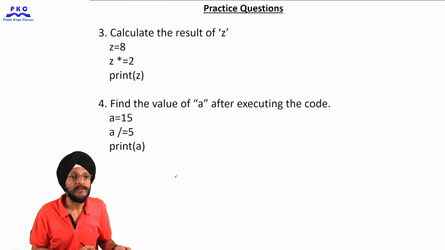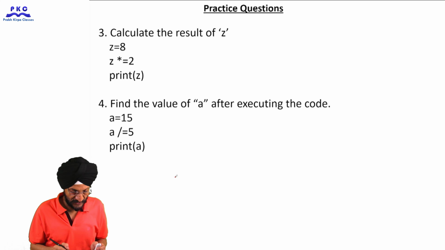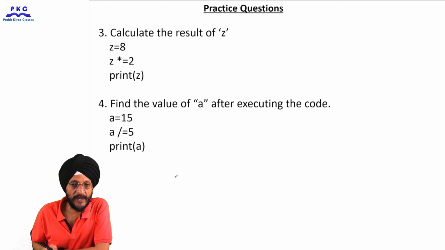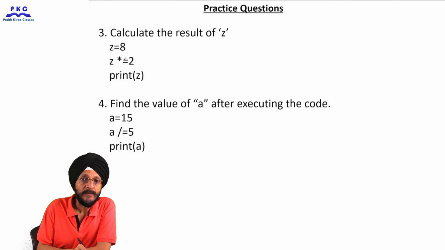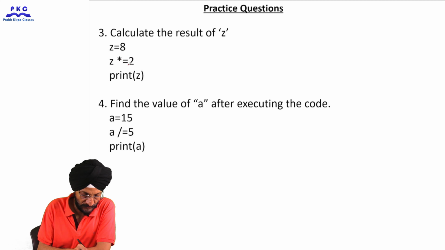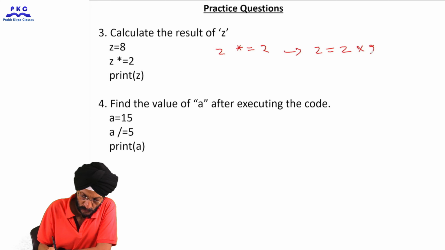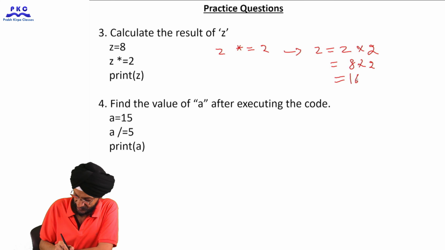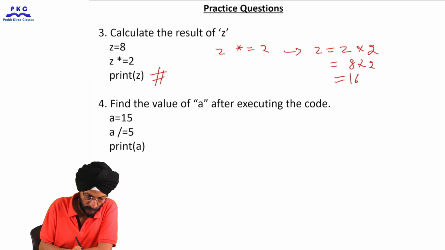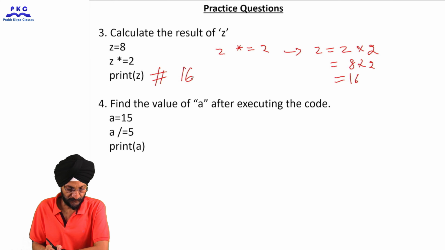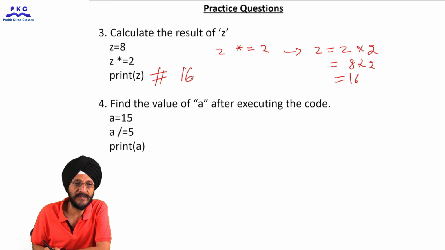Next, calculate the result of z. Z is equal to 8. Z multiplication assignment 2, print z. So here it is multiplication by 2. It means z is equal to z into 2. What is the value of z? It is 8. 8 into 2 is 16. So what is the output? It is 16.